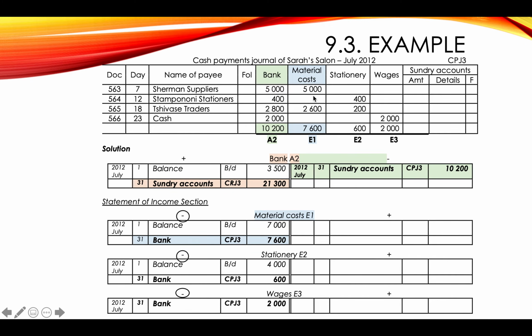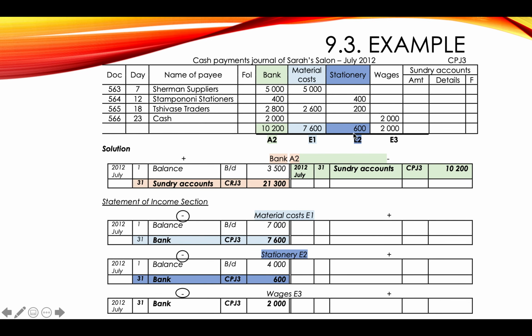The name of the other account involved, where else can you see the 5,000 and the 2,600? Oh, look, 5,000 is in bank. Now, if you get confused here, you can see bank is 2,800, but it's only 2,600 here. But that's because there was also stationery. This 2,600 is hiding inside that 2,800. So for both of these amounts, the other account was bank, and therefore bank is going to be your details. Remember, for each of these, as you post, put your folio references: A2 for bank, E1 for material costs.